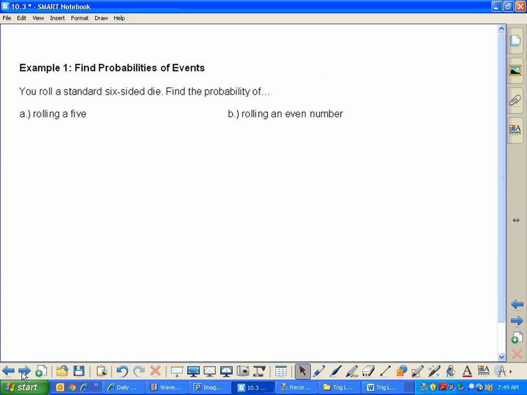Okay. So, just a simple little example here. You're asked to roll a standard 6-sided die, and I want to see what you know about probability. I want you to think about the probability of rolling a 5. Remember our formula, it's the number of favorable outcomes over your total number of outcomes. So how many 5s are there versus how many sides of the die are there? And then for part B, I want you to find the probability of rolling an even number. I'm going to let you do that for a second, and we'll talk about it.